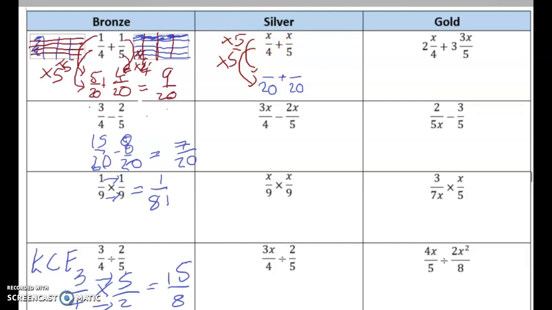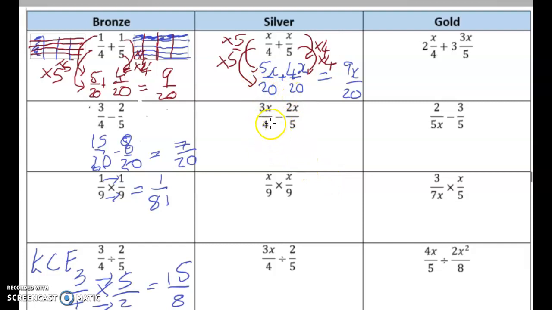5 times x gives us 5x. Now the same thing happens with the other side, where we times the top and bottom by 4. 5 times 4 is 20, x times 4 is 4x. You add these as per usual. 5x plus 4x is 9x, and that's all over 20.